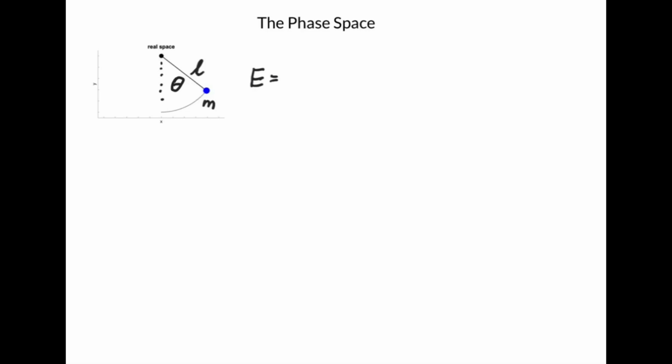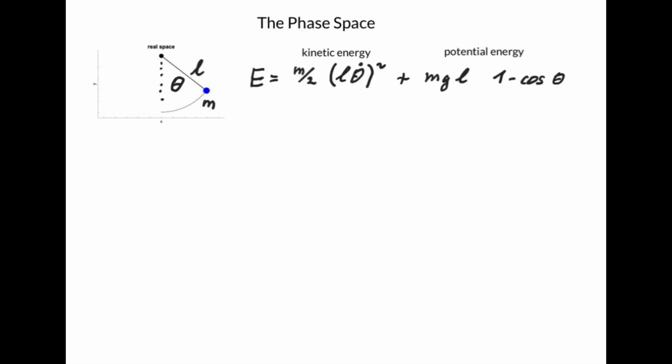The energy of the pendulum is given by the kinetic energy, which is given by m half times the velocity squared, plus the potential energy, which is given by m times g times the height of the mass at a given time. We see that the energy is given by two parameters which describe the system. First is the velocity, or phi dot in this case, and the other is the position of the mass itself, which is given by phi.